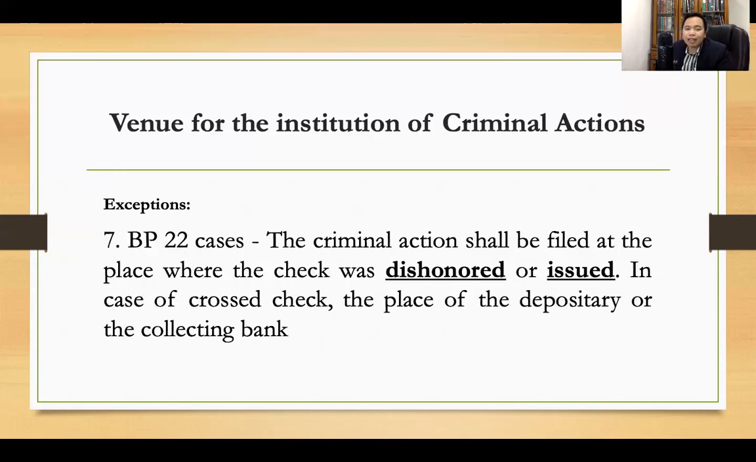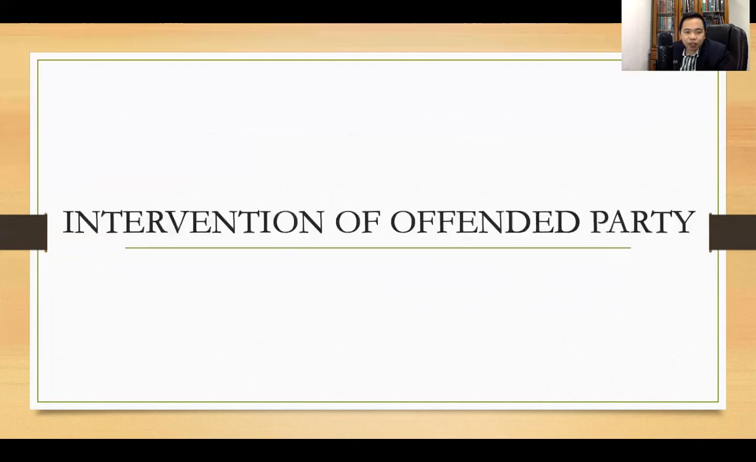Another exception class is BP 22 or the bouncing checks law. In case of violation of the bouncing checks law, the criminal action shall be filed at the place where the check was dishonored or where the check was issued. And in case of a crossed check, the place of the depository or the collecting bank.